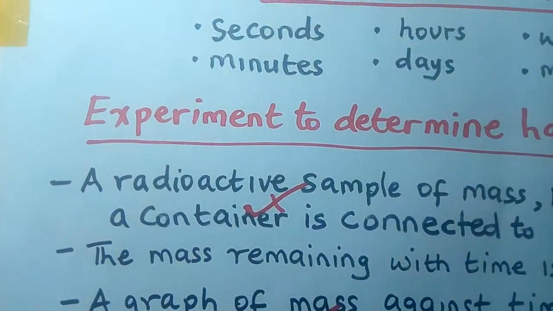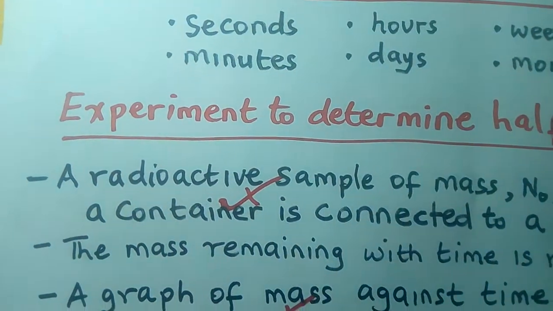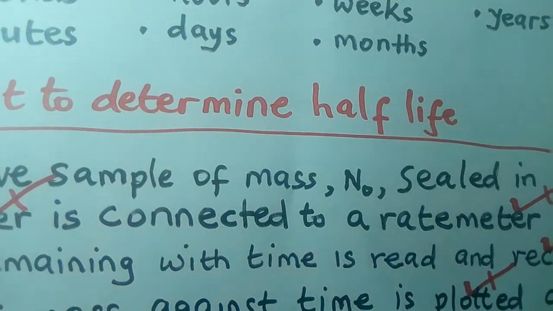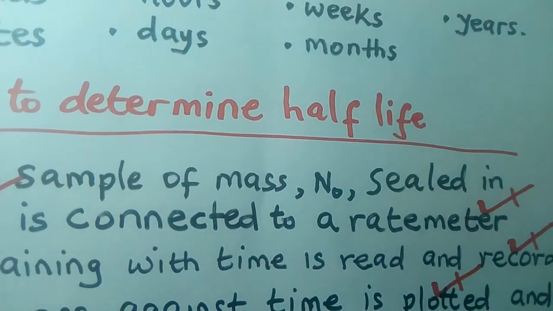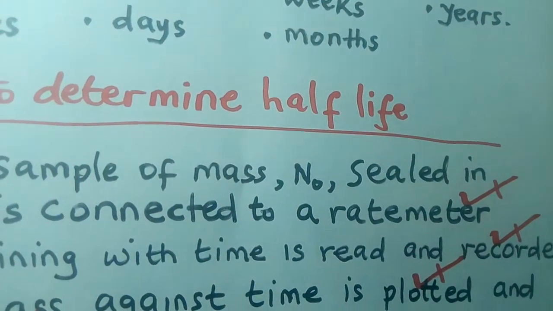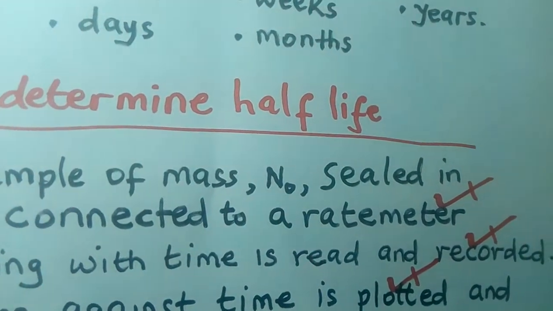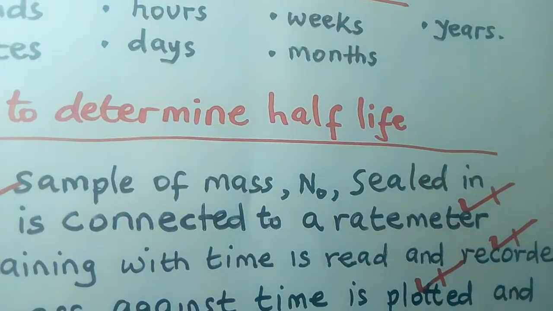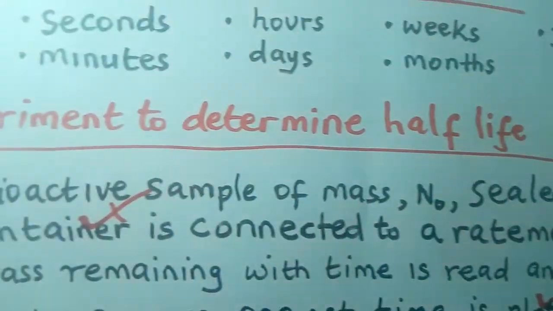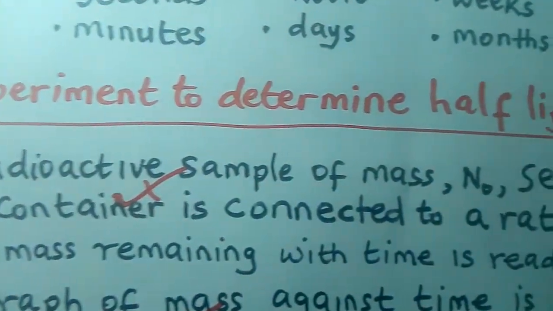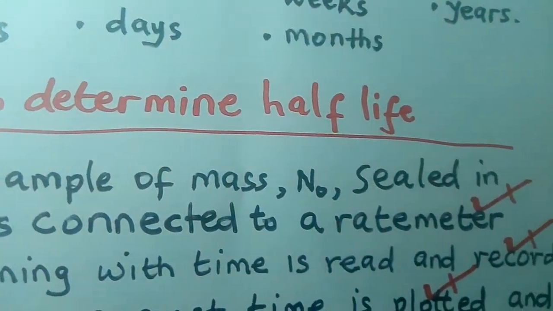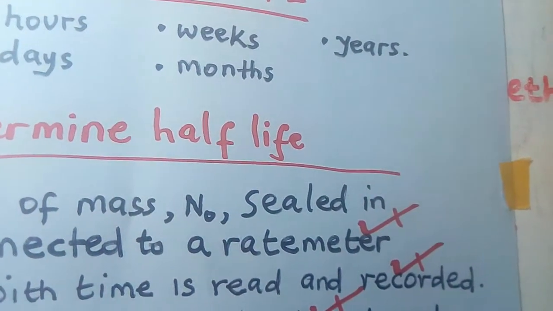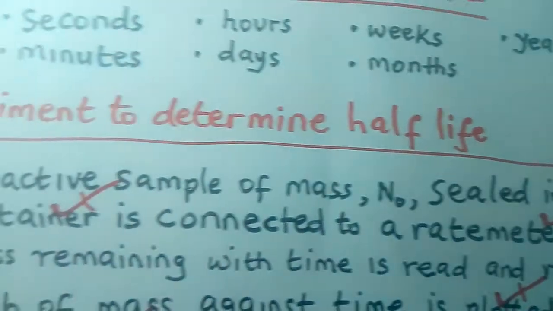So the first thing you do, experimentally, you get your radioactive sample, a radioactive sample of mass N0. We are saying N0 because we don't know the mass you may pick. You may pick 30 grams, another person is picking 100 grams, another one is picking 120 grams. So we are using just a general thing, that you get your radioactive sample of mass N0, sealed in a container. Radioactive substances are very dangerous, so you have to seal them.